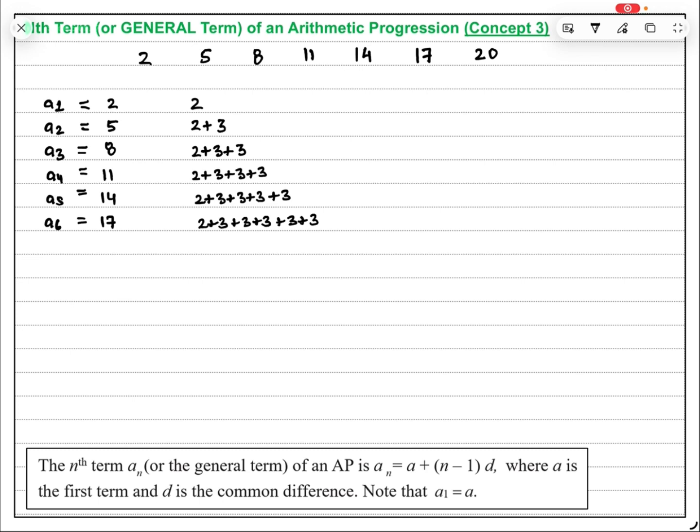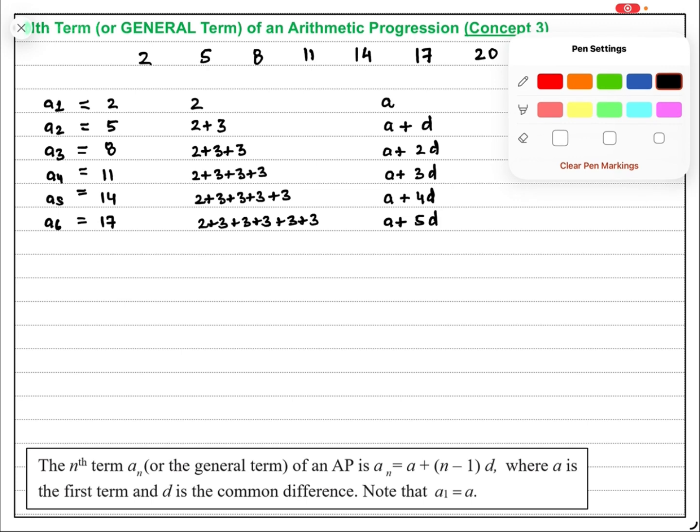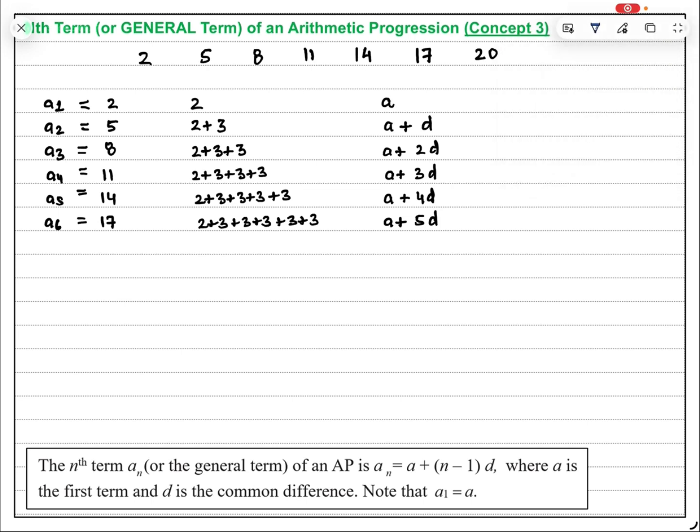Now can I say the first number was a, and the second was a plus d, the third being a plus 2 times d, the fourth is a plus 3 times d, the fifth is this, and the sixth is this. Let me take a quick look at what we have written here. To get the second term, we added d once to a. To get the third term, how many d's did we add? 2 d's. For getting the fourth term, we added 3 d's. For the fifth term, 4 d's. And for the sixth term, we added 5 d's.